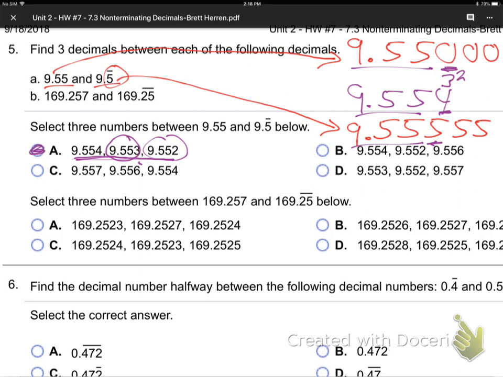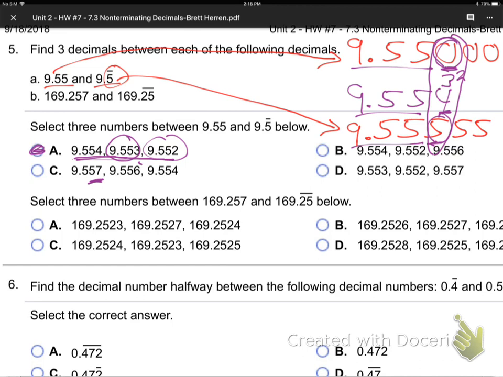A. See, the other ones wouldn't work. See, 7. That's not between. We're talking about this spot right here. Being between 0 and 5. Third spot after the decimal, huh? It's all about that third spot after the decimal. Does everybody see that? So it's A.